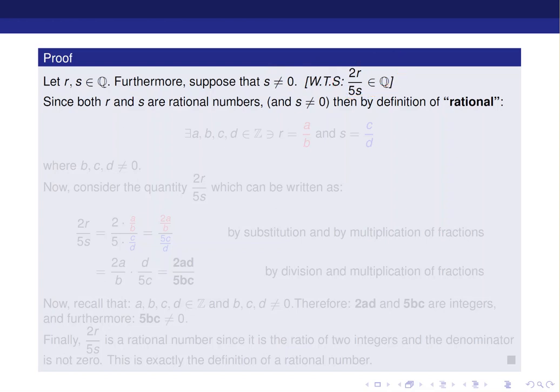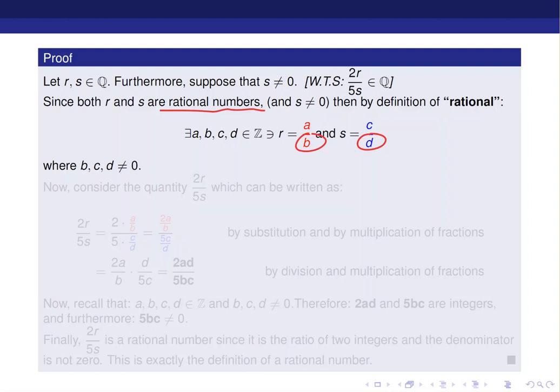Now, since both R and S are rational numbers, and S is not equal to 0, then by the definition of rational number, I can say that there exist A, B, C, D that are integers, where R is equal to A over B and C over D is equal to S. Keep in mind that B and D are automatically not equal to 0 because of the rational definition, because R and S are rational numbers.